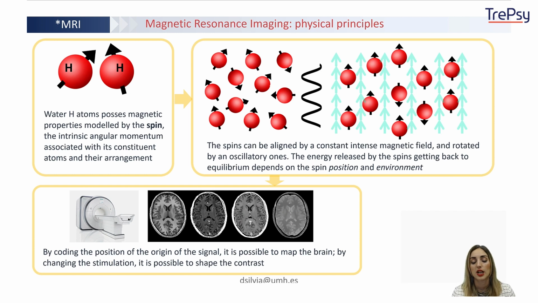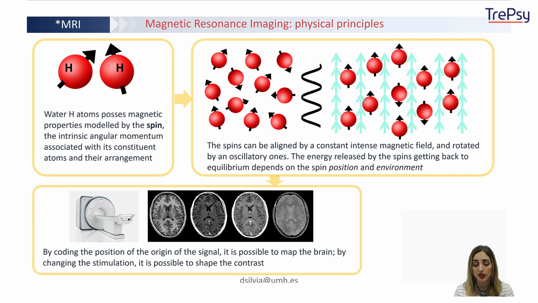These maps will in turn display different contrasts depending on the different tissues, because a different environment, for example gray matter, white matter, CSF, makes the spin relax back to the position of equilibrium in a different way. So this is why MRI is used to image, to photograph in a way, the contrast between different adjacent soft tissues, as you can see in this kind of maps.